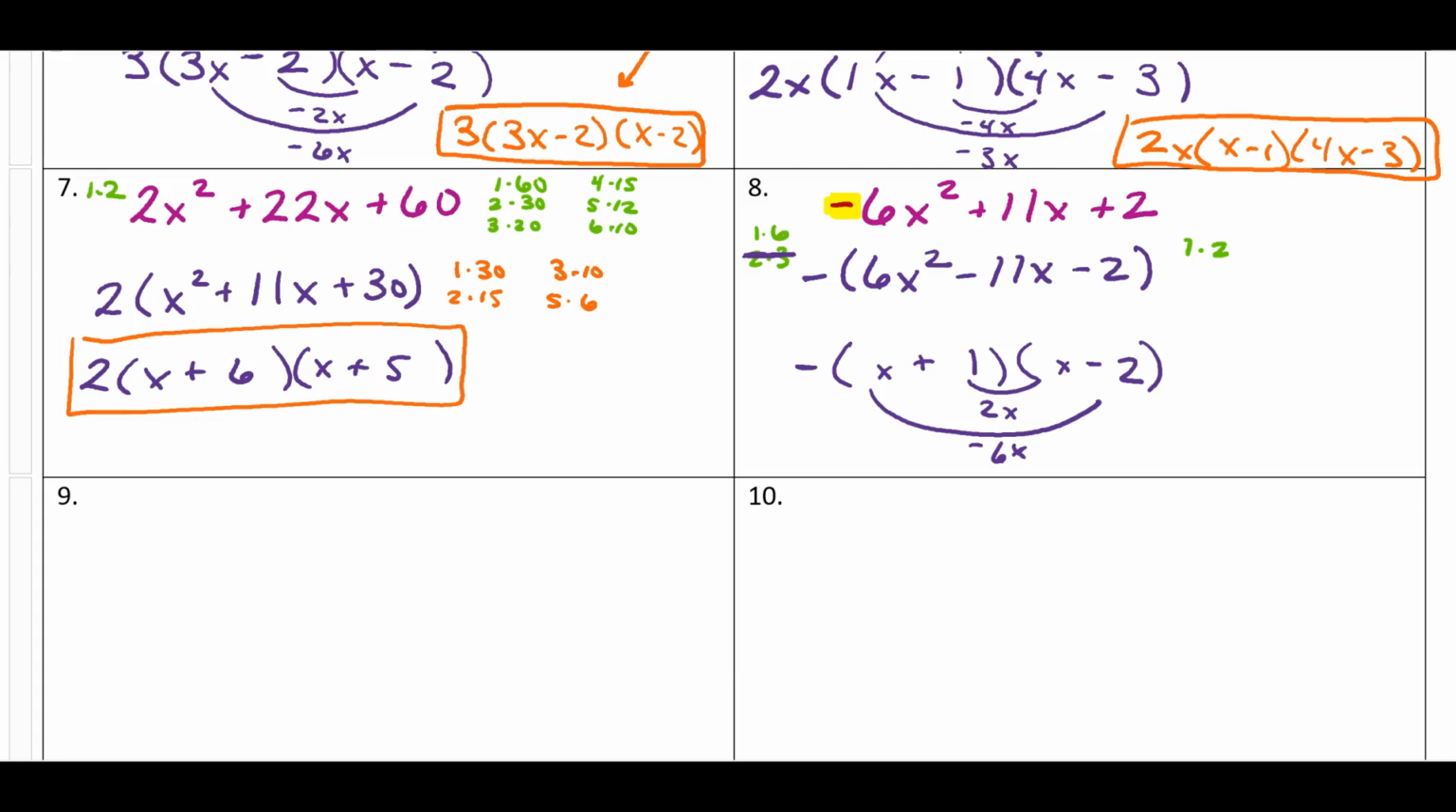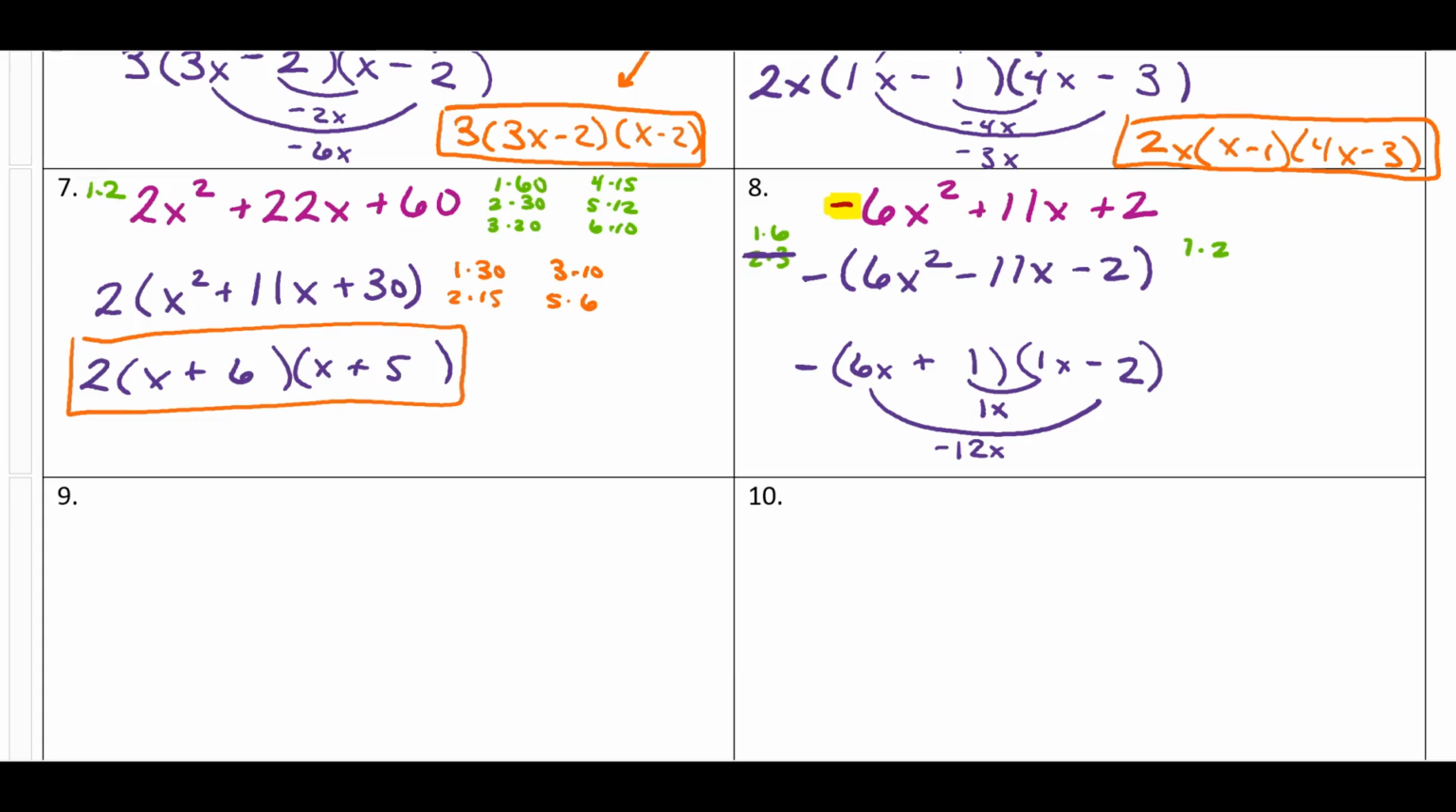Now, because 1 and 6 have to be the combination here, I'm going to look ahead. I need an 11. So if I did 6 times 2, that would get me a 12. So I'm going to try putting my 6 here and my 1 here. So 1 times 1 is 1x. 6 times 2 is negative 12x. And that gives me my negative 11x.